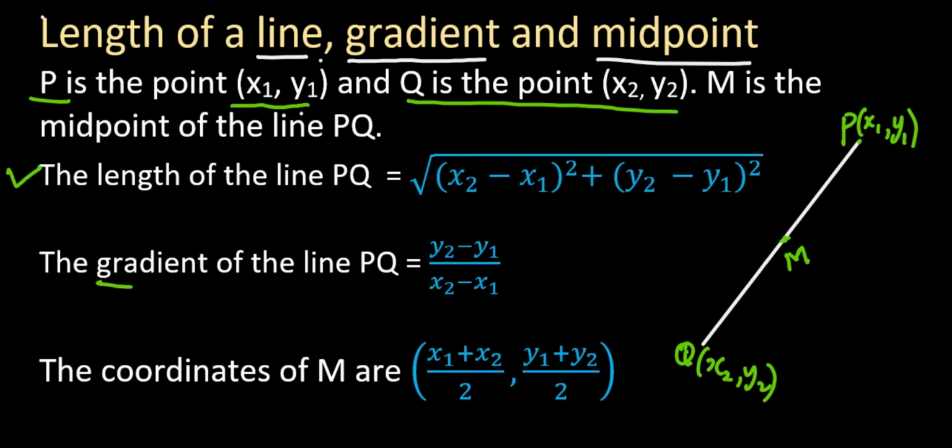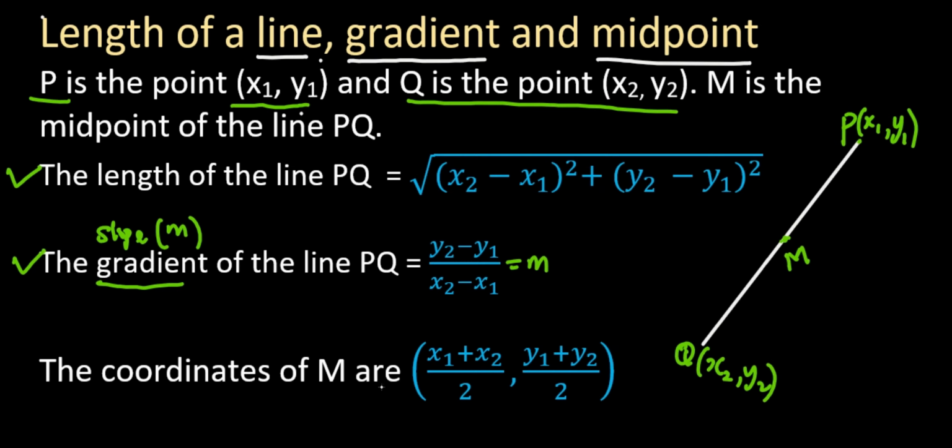We can also talk about the gradient of the line PQ. Another name for gradient is slope, and it's usually a small letter m. The gradient is the same thing as slope, as I have said. So it means y2 minus y1, divided by x2 minus x1. Note all these formulas, you can jot them down, and that's about the gradient.